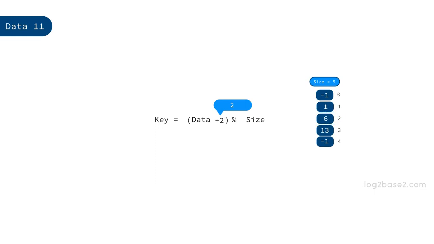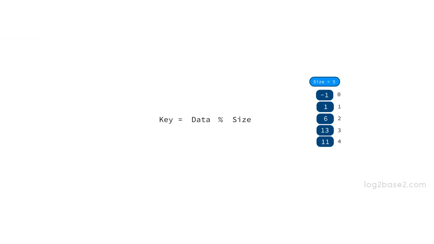So increment i and apply data again in this equation. Now we will get (11 + 2) mod 5, that is 13 mod 5, which is equal to 3. So check index 3 and it is also not free. So again increment i and apply data in this equation. And now we will get (11 + 3) mod 5, that is 14 mod 5, which is equal to 4. So check index 4 and it is free. So insert 11 at index 4 and that is done.